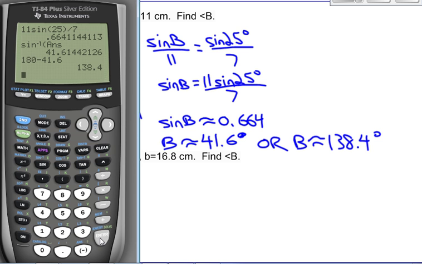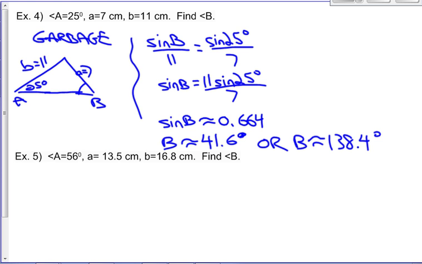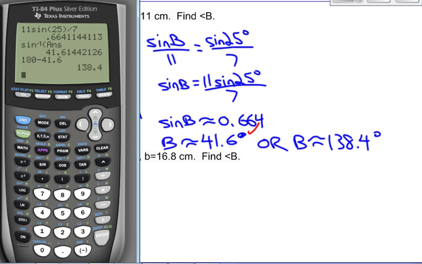Okay, now that I've considered them both, let's see if they're both appropriate. If B is 41.6, does it go over 180 degrees? No, it's fine. This one works out. Great. If I have 138.4, let's see, is 138.4 plus 25 bigger than 180? No, it's fine. Both of these are answers.